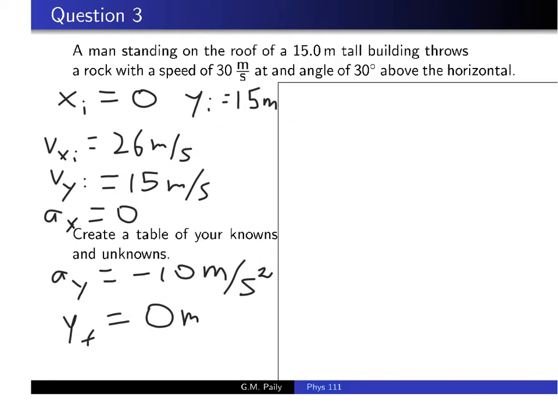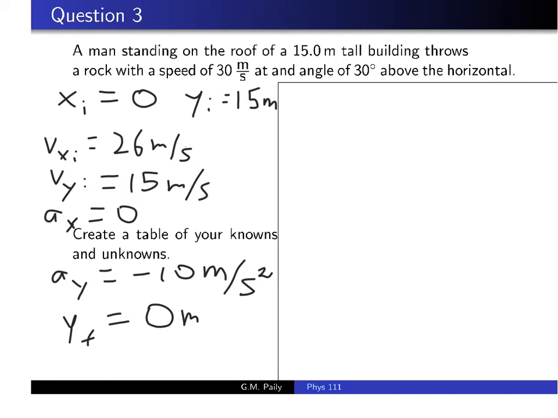We have previously calculated Vx initial and Vy initial. We know that Ax is 0 because there is no acceleration in the x direction, and that Ay is negative 10 meters per second squared. Finally, if we look at our stopping point as being when the rock hits the ground, then y final is 0 meters.